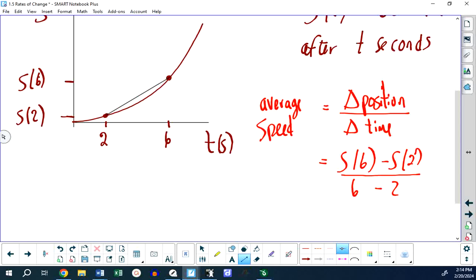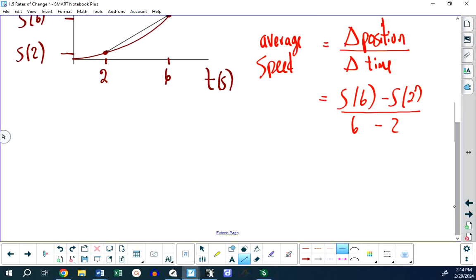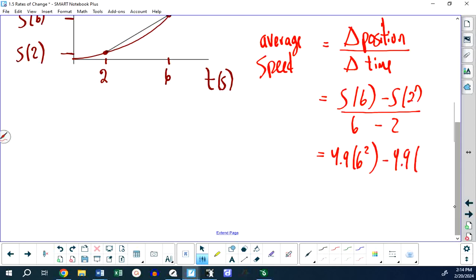So for the answer to the question, we're going to have to calculate 4.9 times 6 squared minus 4.9 times 2 squared. And I know, particularly if you're in my Math 30 class, I made a big deal this morning about making sure you put substitution in its own set of brackets. I don't think at this level we need to put the 2 in its own set of brackets and then square it outside. We know 2 squared is 2 squared, 6 squared is 6 squared. And then on the bottom we have 6 minus 2. And there's a nice kind of symmetry to what we've written here.